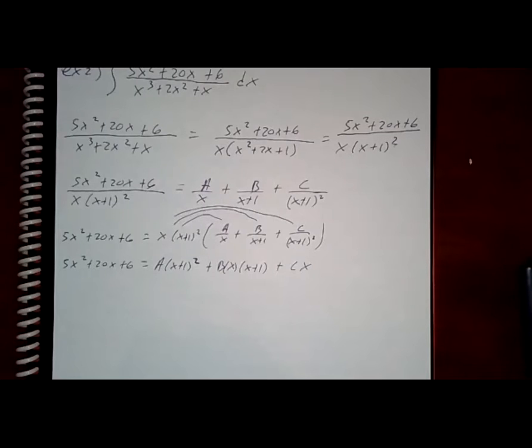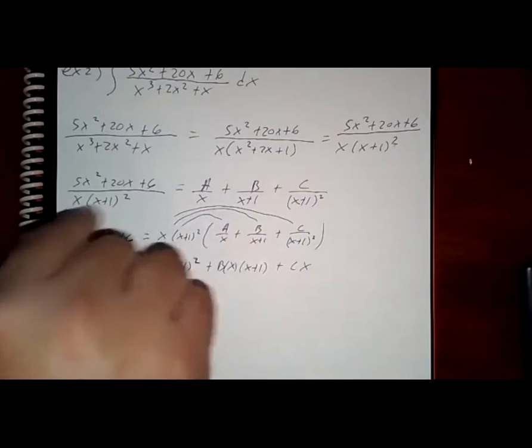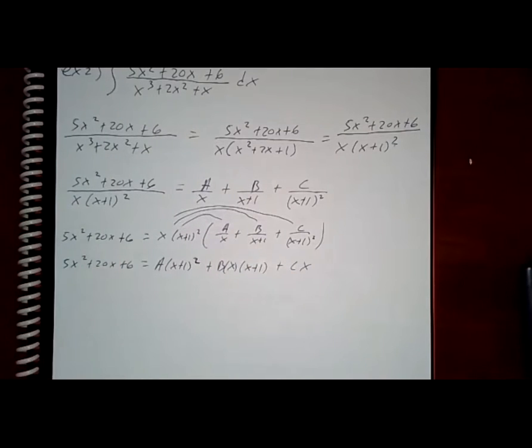So you FOIL the entire (x plus 1) squared to each one of the terms, right? And you end up with these three. And you do it to the left, which cancels the denominator. So you just end up with this.